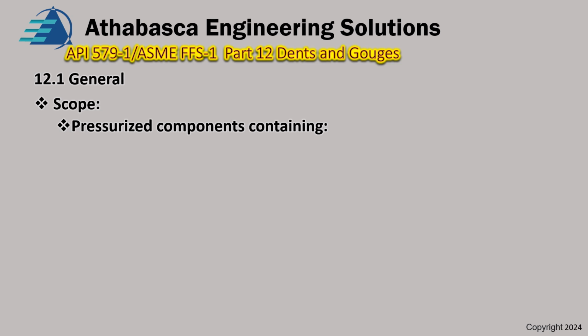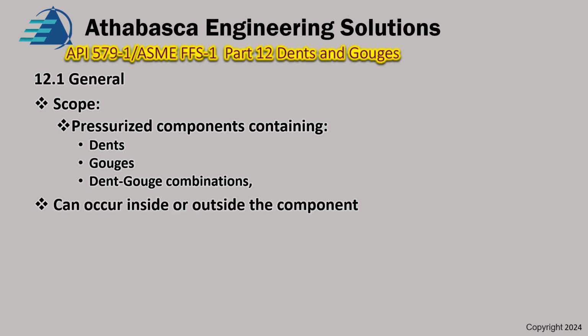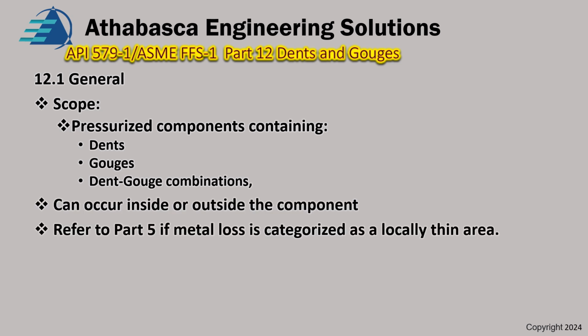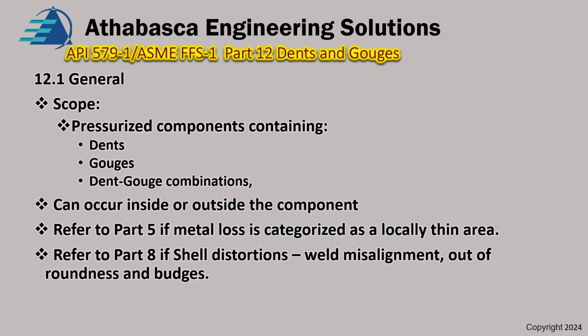Jumping back to the code, I'm going to talk about how this is only applicable to pressurized components. Part 12 only deals with dents, gouges, and dent-gouge combinations. Up to now, we've pretty much focused on dents, and as we continue, we're going to talk more about gouges and dent-gouge combinations, and if there's more interest, more likes, I will continue on to some very interesting examples. And a reminder that you can do this analysis inside and outside the component. If there's metal loss in a locally thinned area, and then you have a dent, then you have to include the part 5 analysis. If there are shell distortions, weld misalignment, out of roundness or bulges, then you would have to look at part 8, which I see more in pressure vessels.